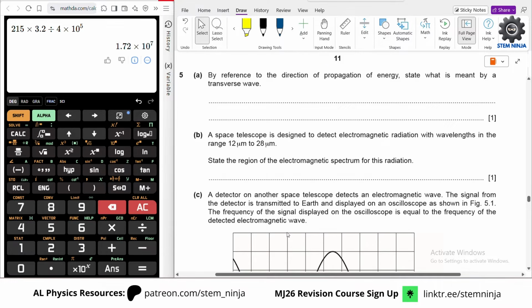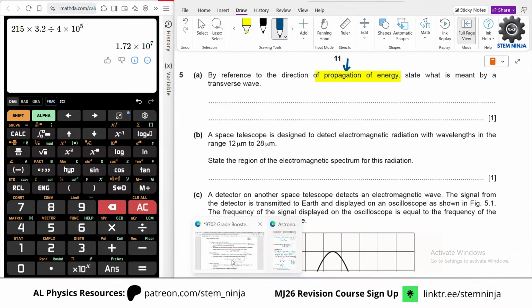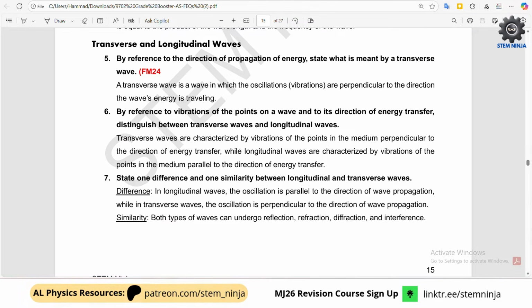Question number 5. By reference to the direction of propagation of energy, state what is meant by transverse wave. Alright, so this is also a question that's given in frequently examined questions. However, let's simply answer this. Let me just show you. Okay, so as you can see, a transverse wave is a wave in which oscillations, vibrations are perpendicular to the direction in which the wave's energy is traveling.